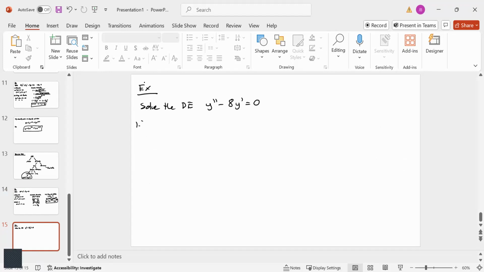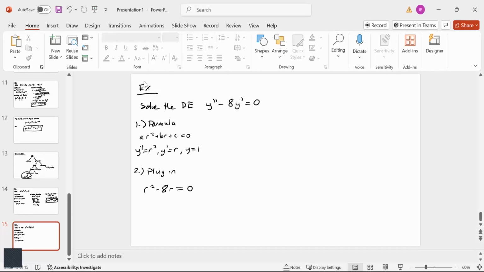Well, as long as you're doing the formula, you should not be tricked because you know exactly what everything is. So y double prime is r squared, y prime is r, y is 1. Step 2 is we're going to plug in. So we get r squared minus 8r equals 0. Whenever you get a quadratic of this form, this is the best one of all of them. This is your favorite one because you just got to factor out an r and you're done.